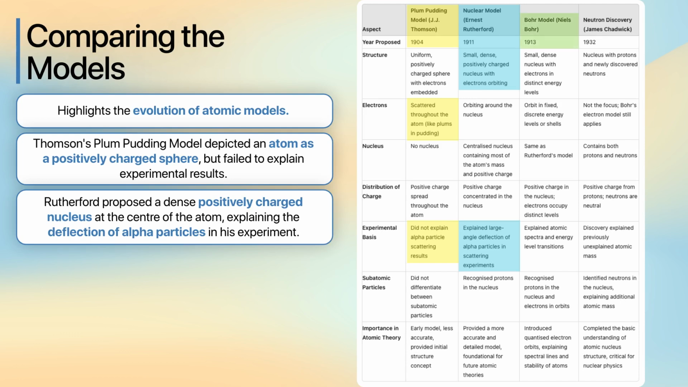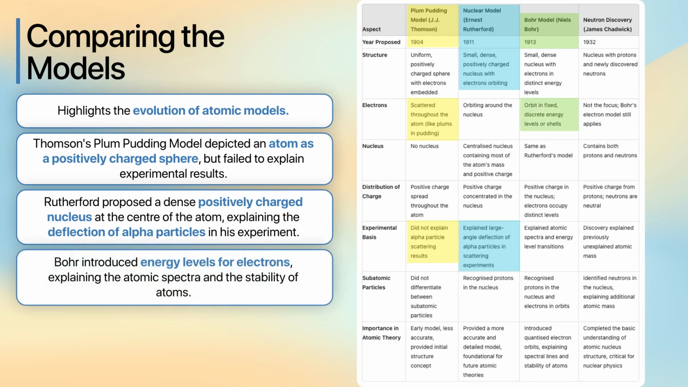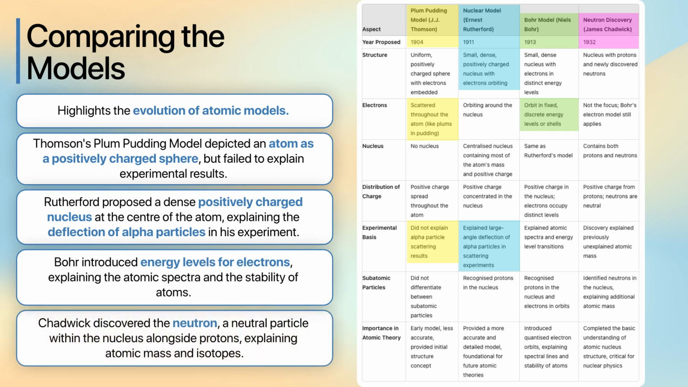Niels Bohr further refined this model in 1913 by introducing discrete energy levels for electrons, helping to explain atomic spectra and the stability of atoms. Finally, in 1932, James Chadwick discovered the neutron, a neutral particle within the nucleus alongside protons. This discovery helped account for the remaining atomic mass and the existence of isotopes, completing the picture of the atom structure as we understand it today.